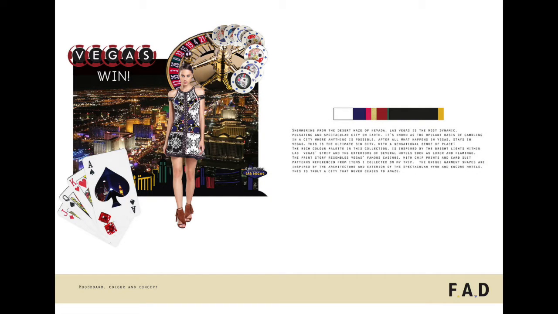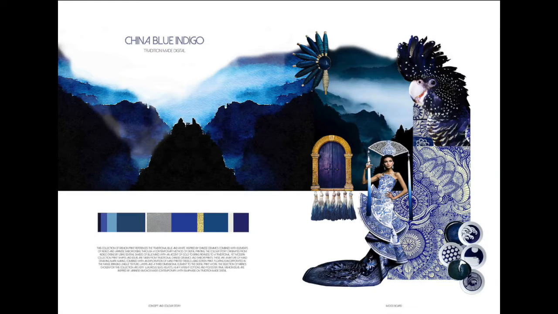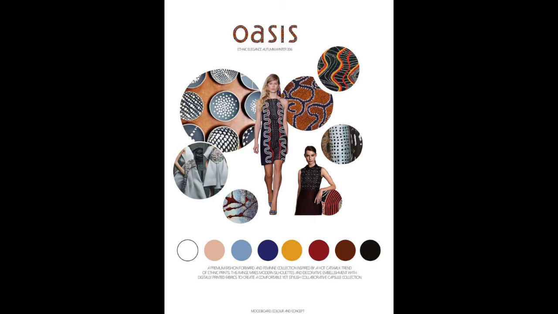So I had a concept which was Las Vegas, so my mood board was fully based on Las Vegas. I had another one which focused on Japanese and Chinese indigo, so there was another mood board on that. Another one was Aboriginal and ethnic art. That was another theme of mine. So that's how I start, with the concept.